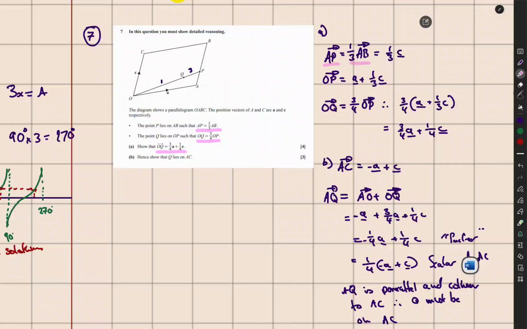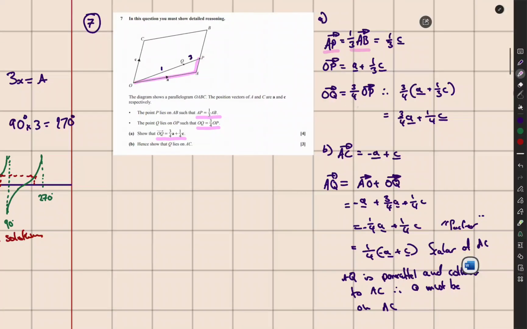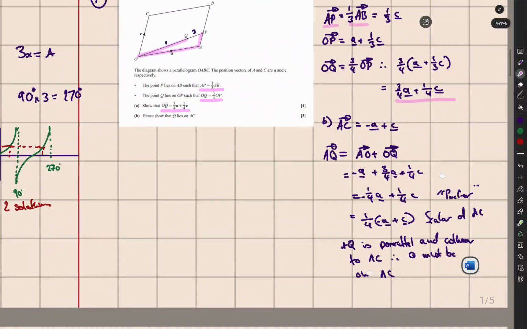So if AP is 1/3 of AB, then AP also must be 1/3 of C. OP must then be A plus that 1/3. Okay, so nice and easy to do that one. To get from O to Q, I'm then going to look at my 3/4 of OP, so 3/4 of the way, which is just that, and most of you got that right as this, and that's your quick proof.